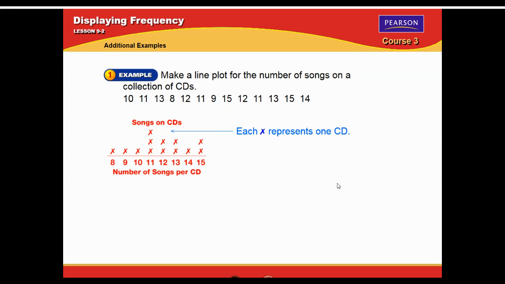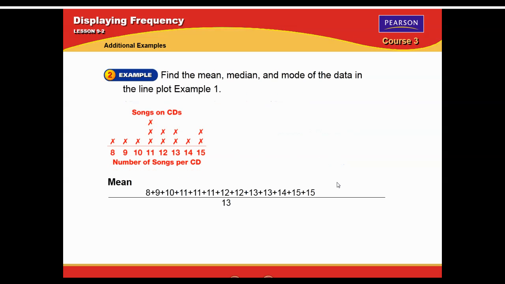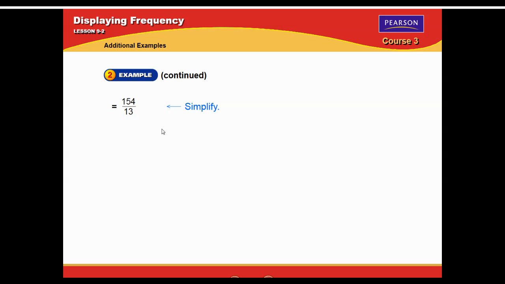So you can see each X represents one CD. Now you can count them all up, and that should be the same number of X's as there are numbers here. And then we just show that the data ranges from 8 to 15. You could use this data to find mean, median, and mode. For example, for the mean, I can just add all these up, 8 plus 9 plus 10 plus 11 plus 11 plus 11, 12 plus 12, and so on, and then divide by how many there are. There's 13 total X's, 13 CDs. So I do that, and I can get the mean.